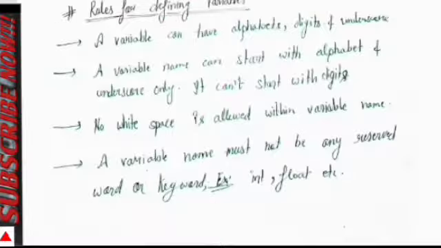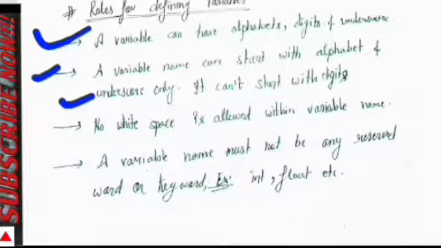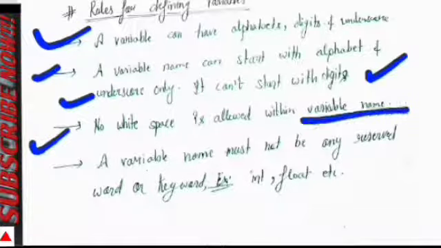Now come to the rules for defining variables. First, a variable can have alphabets, digits and underscore. A variable name can start with an alphabet or an underscore. It can't start with digits. Third important point, no white space is allowed within a variable name. And fourth important point, a variable must not be any reserved word or keyword, for example, int, float and so on.